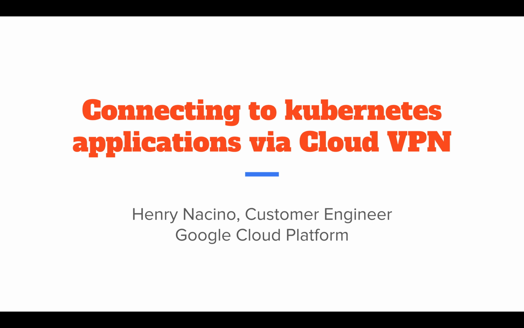Today I'm going to talk about how to connect a Kubernetes application running in Google Cloud to an on-premises environment. So basically, clients or servers running on-premises who want to connect to a Kubernetes application that's running in Google Cloud Platform. We're going to do this connectivity through a Cloud VPN.